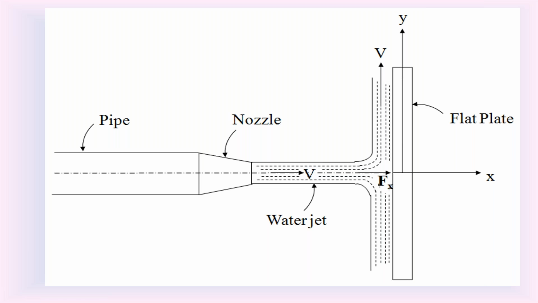Let the water jet apply the force Fx on the metal plate. Fx is the horizontal force, the force exerted by the water jet on the metal plate. So check the diagram please.